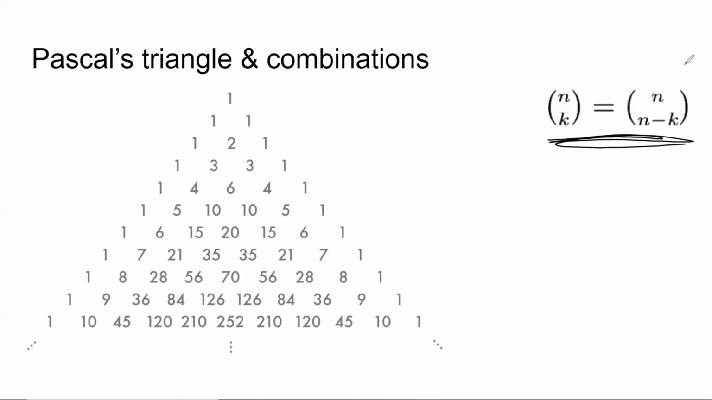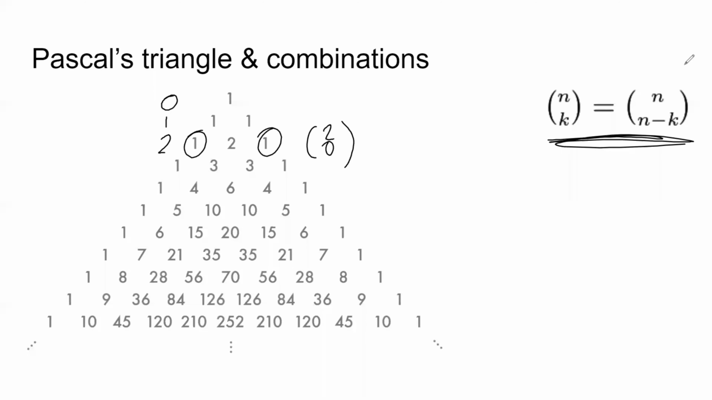Okay, I found one person. He said the ends of row 2. So just to be clear, we're calling this row 0, this row 1, and this row 2. So this number is equal to this number. And similarly, 2 choose 0. The number of ways to choose 0 objects from a group of 2 is equal to the number of ways to choose 2 objects from the group of 2.